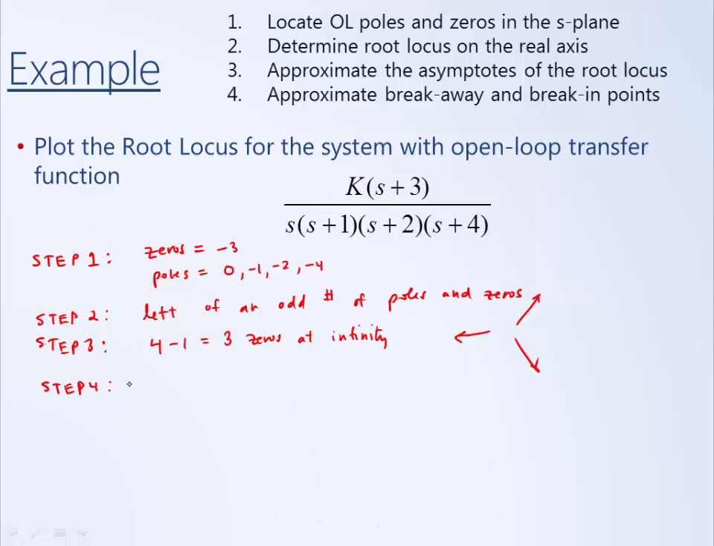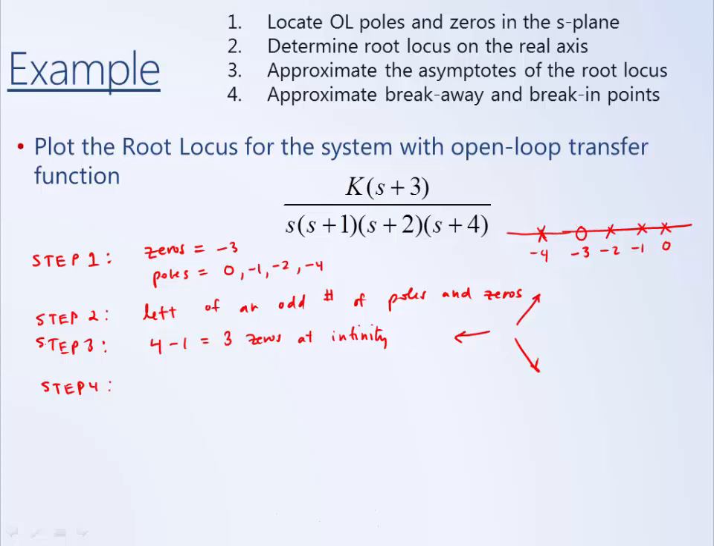Step 4 is to look for breakaway and break-in points. And it turns out, as I mentioned previously, that we will have breakaway points at locations between poles on the real axis. So you can imagine this. Here's our real axis. We've got 0, a pole at minus 1, a pole at minus 2, a 0 at minus 3, and then another pole at minus 4.